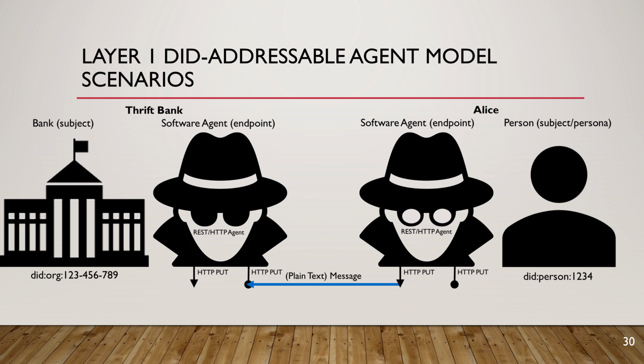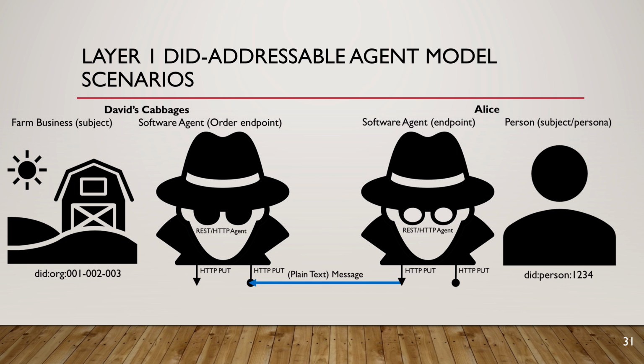So in the previous scenarios, we talked about Alice's client talking to Bob's agent. Well, we could have Alice talking to a bank. We could have Alice talking to a farm business, David's Cabbages. We can see that Alice still has did person 1 2 3 4. She may have multiple decentralized identifiers associated with her. Over on the left, we see David's Cabbages. It's got a DID of DID::org: 001 002 003.